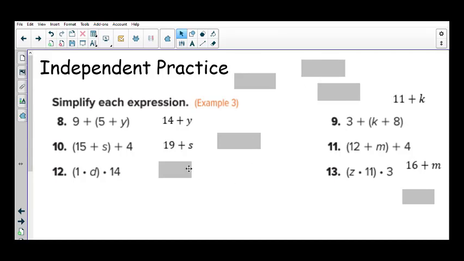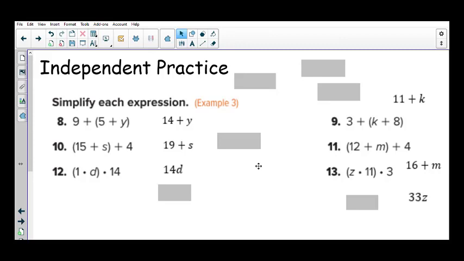Number 12, 14 times 1 is 14. We get 14d. And finally, number 13, multiply 3 by 11 to get 33. So we get 33z. I do typically, when we're writing products like this, put the number in front of the variable. So more often than not, I'm going to write 14d and 33z instead of z33 or d14. Then it kind of looks like you're playing bingo or something. So I do like to put the number in front of the variable for multiplication.